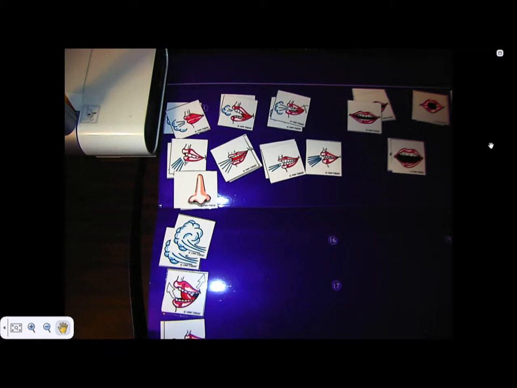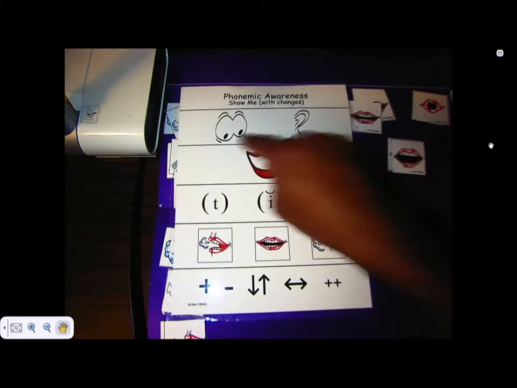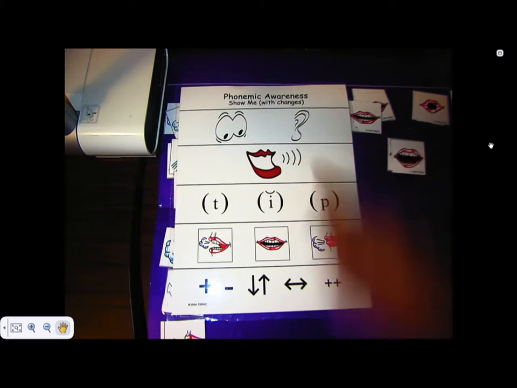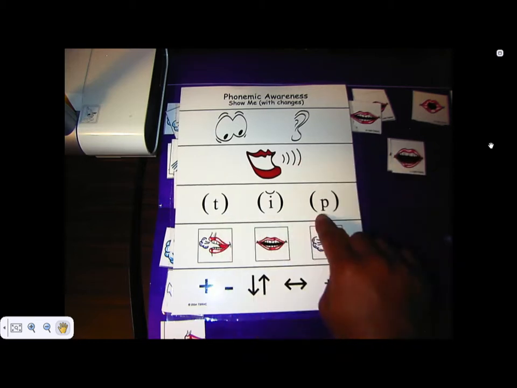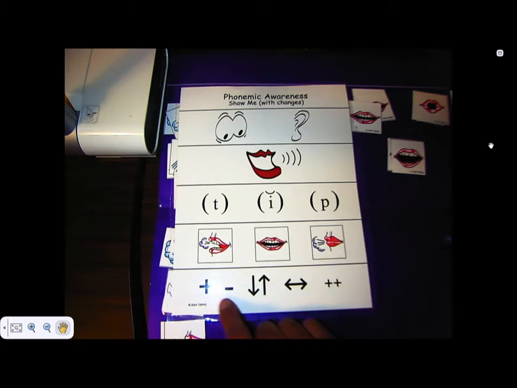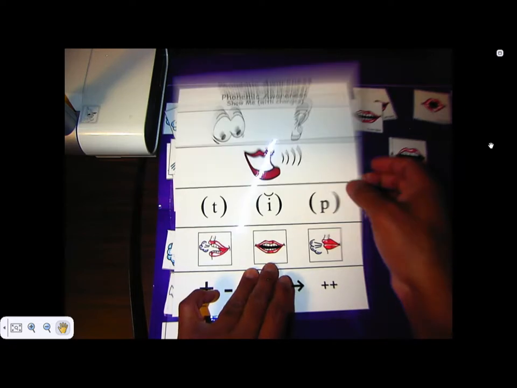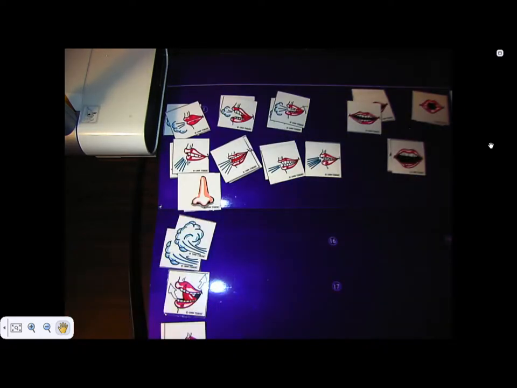Now, next thing we're going to do is I'm going to go ahead and show you. We're going to do some changes here now. Now, look, listen, echo. We're going to unblend. We're going to pull down our sound pictures that we need. Then we may add, take away, trade them, switch, or we may just repeat what we have, okay? So that's what we're going to do now. The first one, tan, echo, tan, unblend. What are the sounds?